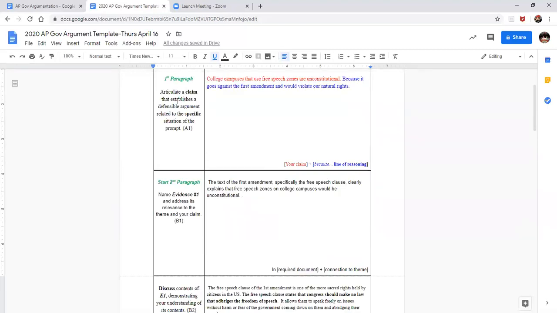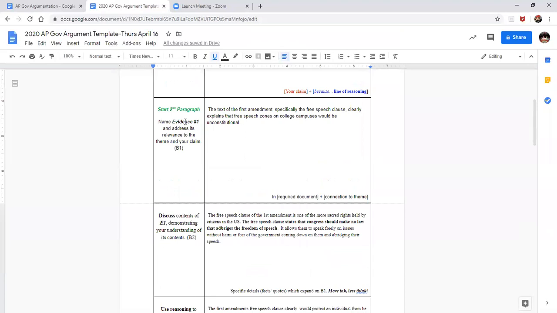All right, so now I'm starting my second paragraph. The first thing I'm going to do is name evidence 1 and address its relevance to your claim. My first piece of evidence is the First Amendment. The text of the First Amendment, specifically the free speech clause, clearly explains that free speech zones on college campuses would be unconstitutional, okay? So my required document is the First Amendment, even more specifically the free speech clause, and then I'm connecting it to my theme, saying it clearly explains that free speech zones are unconstitutional.